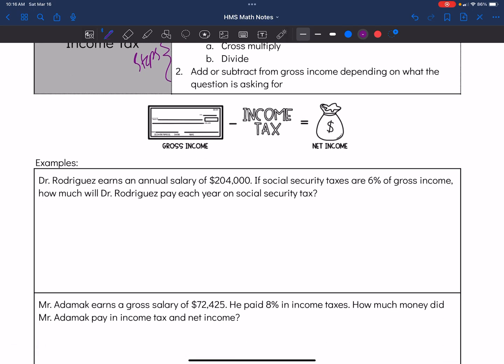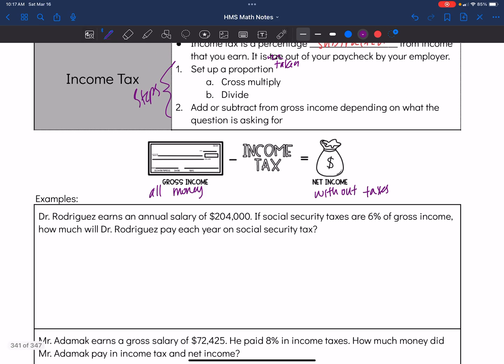All right. So gross income minus income tax equals our net income. Gross is all the money, all of it. Your net is without taxes, meaning what you get on your paycheck is not what you earn. We will add the tax to the net income to find the gross, or we will subtract it from the gross to get the net. It depends on what the question is asking for.